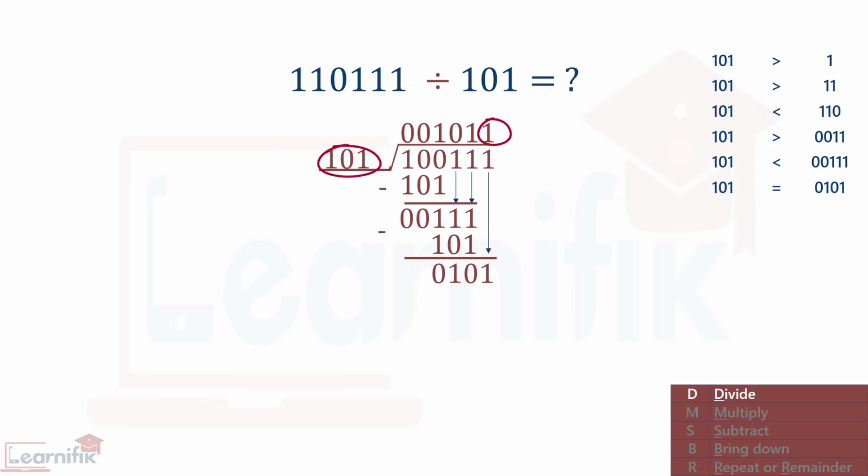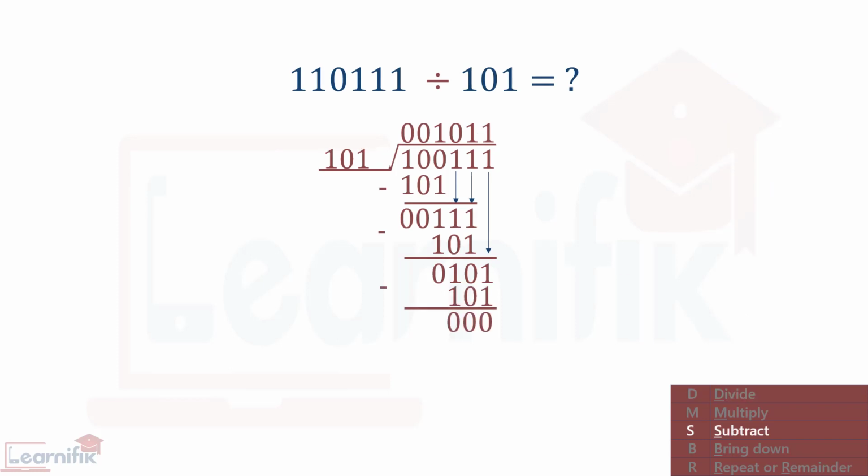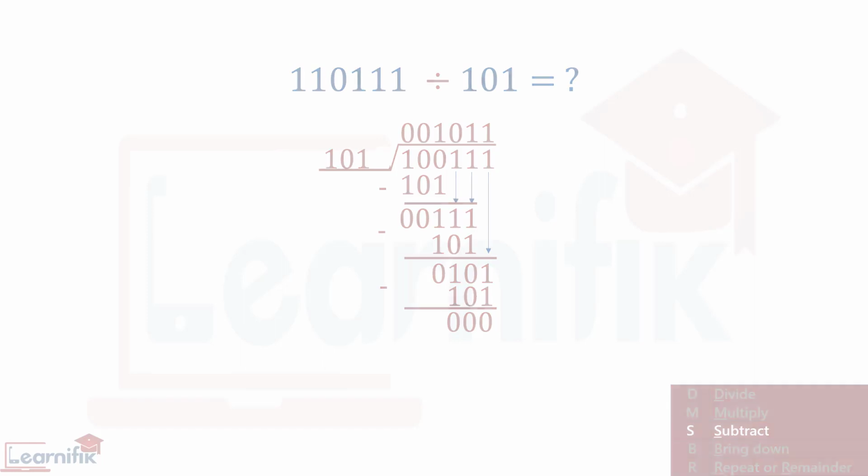Then 1 multiplied by 101 gives 101. So write it below 0101. Then we subtract. 1 minus 1 is 0. 0 minus 0 is 0. 1 minus 1 is 0. Then we stop here. Anytime you do a subtraction and your final answer is 0, this is where we end the long division process. Now let's check if our answer is correct.